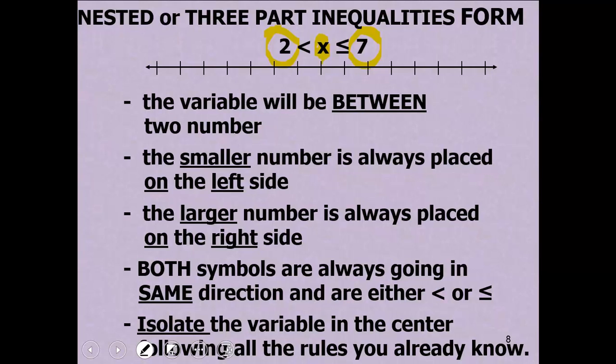Both symbols are always in the less than when you read it. 2 is less than x is less than or equal to 7, all right? So that means that x is bigger than 2 but less than or equal to 7, okay? But they have to go in the same direction, and they both have to be pointing to the left. The goal is to isolate the variable in the center. You're going to use the same rules, you're just going to be applying those rules to all three segments.